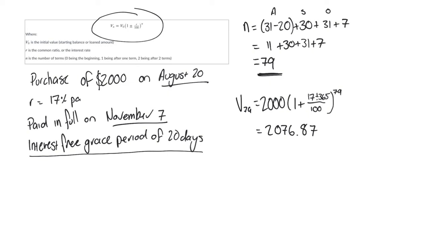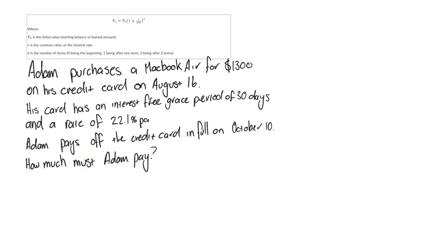So basically, at the end of those 79 days, I'd have to pay back the $2,000 because that's how much I spent on my credit card. Plus, there's an extra $76.87. That portion is the interest that I had to pay, so the extra. So in total, I had to pay back $2,076.87. So let's have a look at a very similar question, except this time it's a bit of a worded situation.